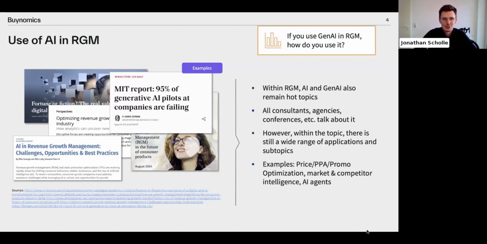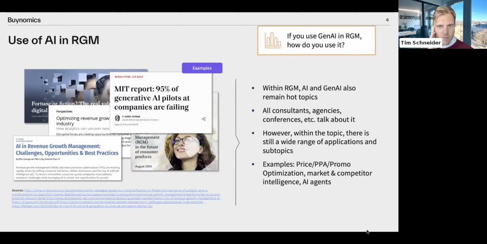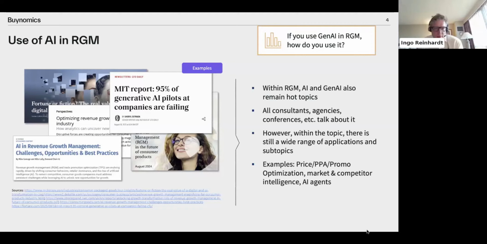Ingo, Tim, what do you think? Tim, you want to go first? Yeah, interesting, actually. I would have expected that the majority is not overall using GenAI, though I guess a lot of you might be using ChatGPT in your day-to-day work, maybe not directly for RGM purposes, but probably the overall use is much higher. And then seeing the other two results for research and ideation and to interpret results, I think these are great ways to use GenAI. So yeah, makes a lot of sense actually to me. What do you think?